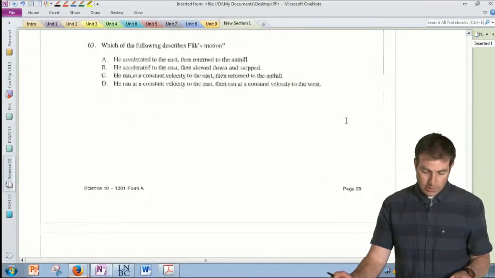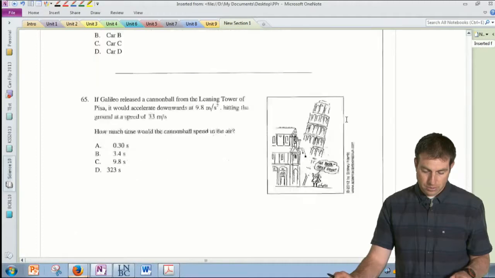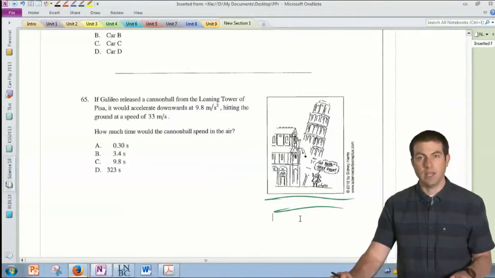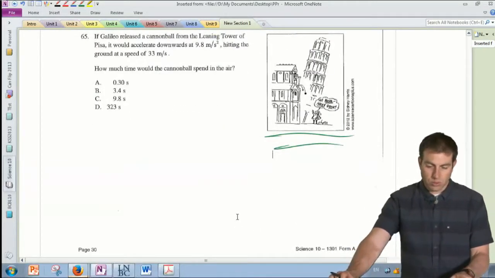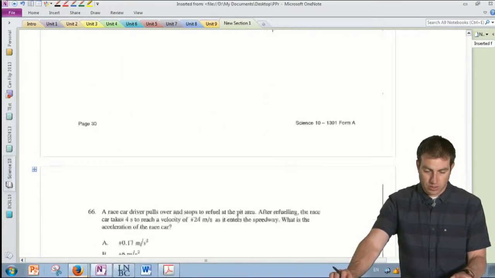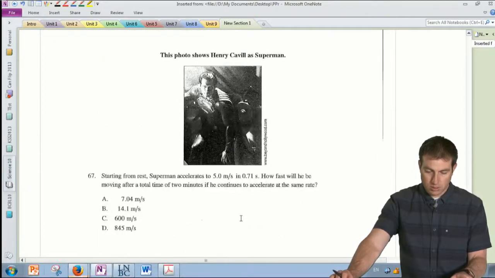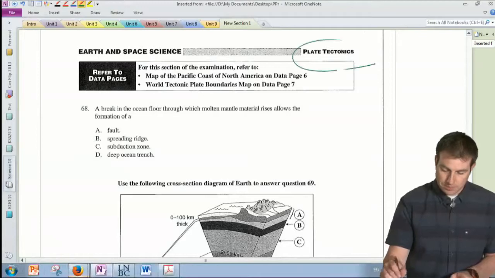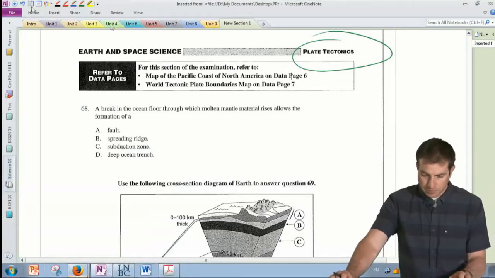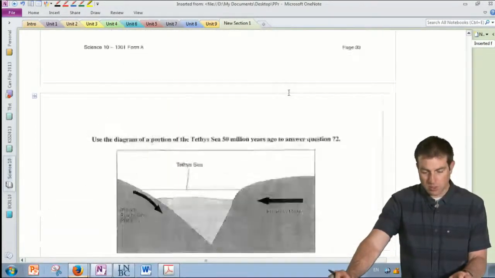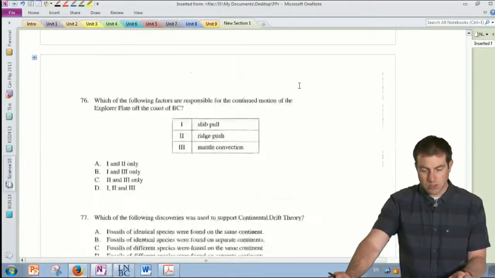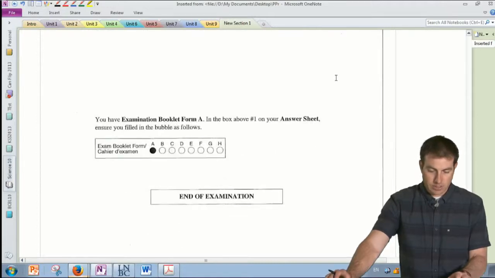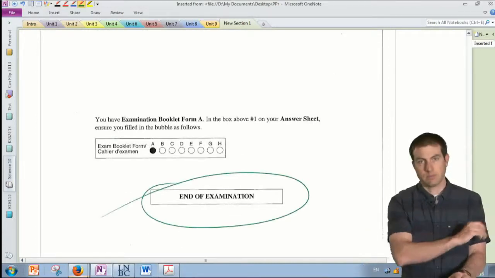Nice little ant asking about the graph. Leaning Tower of Pisa, we actually talked about that in class. Galileo dropping those two mass stones off of the Leaning Tower. Superman, cool. And then we have earth science. Abby, you had a few questions out of earth science. This is the end of this exam. So earth science, make sure you use your data booklet for your images. That's it. It says end of examination. You're done.